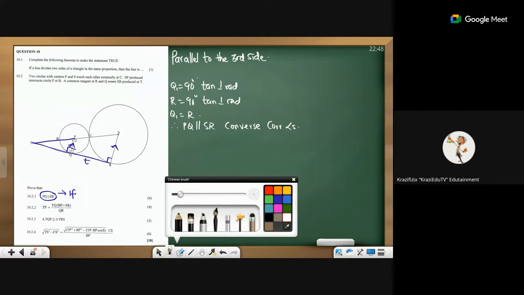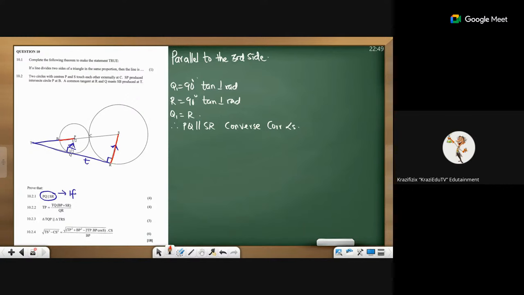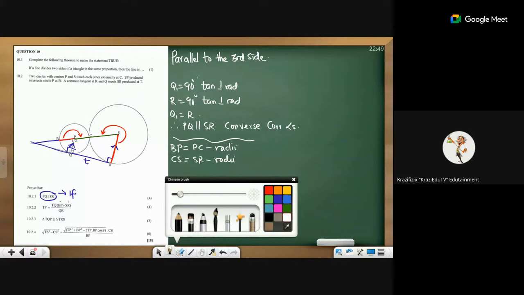Somebody's saying, but how do I get BP plus SR? Let's go check BP plus SR. They are just playing with us here. Are you aware that this BP is the same as PC? Radius, radius. And SR is the same as CS? Does that make sense to you? Let's quickly write that out for you to see. BP is equal to PC, radii. CS is equal to SR, radii. Which simply means when the examiner says BP plus SR, they are simply saying this one plus that. Do you see I've completed my triangle?